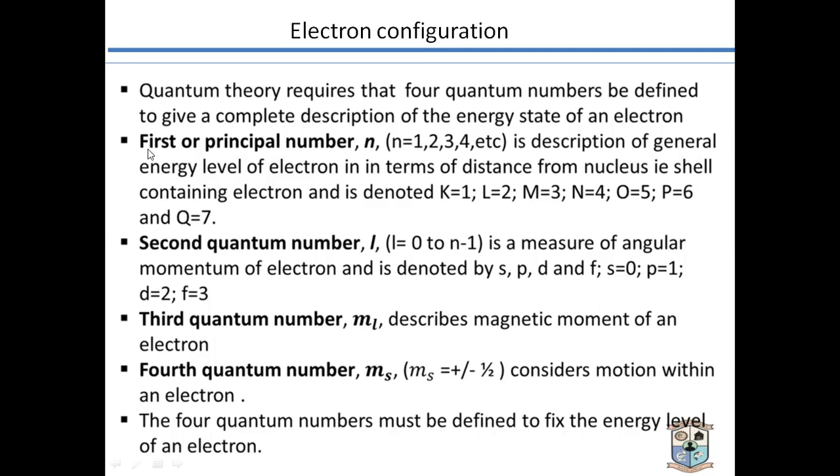So the 4 quantum numbers must be defined to fix the energy levels of an electron. So the shell designation is K, L, M, and N. Principal quantum numbers are 1, 2, 3, and 4. The subshells we have are s, p, d, and f. Then the number of states, we have 1, 2, 3, 4, 5, 6, and 7.